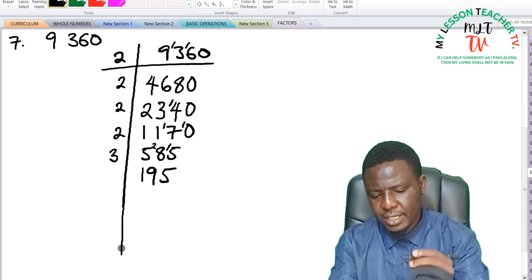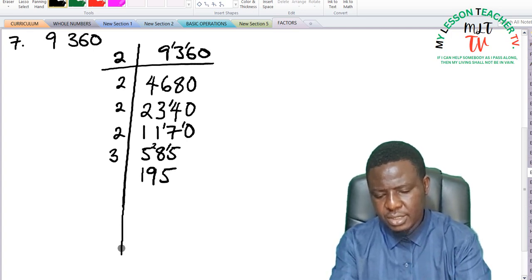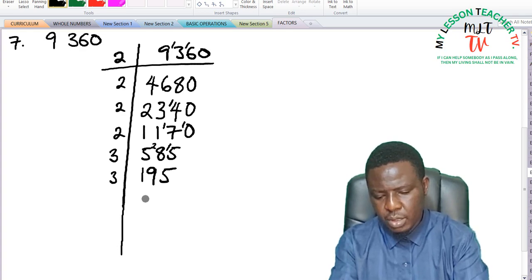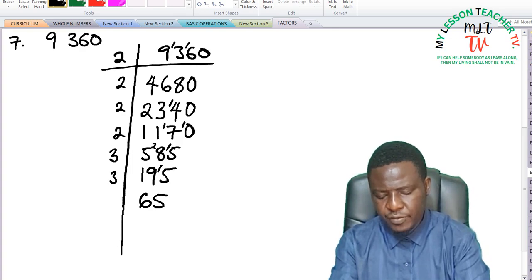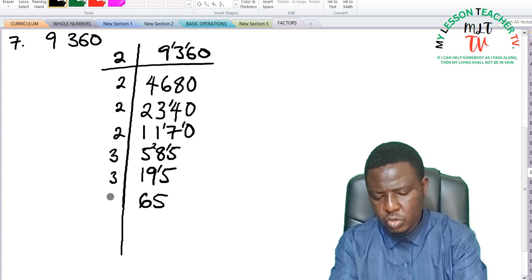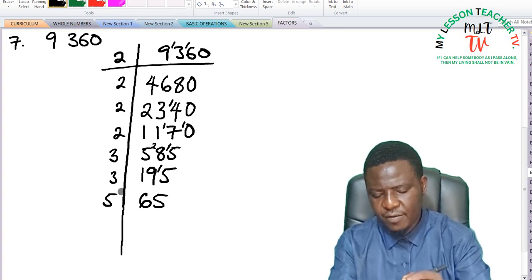Can 3 divide? Yes. 3 into 19 is 6 times remainder 1, and 3 into 15 is 5 times. Can 3 divide? No, 3 cannot. So we take the next prime number, which is 5.